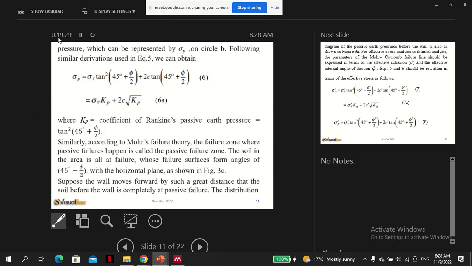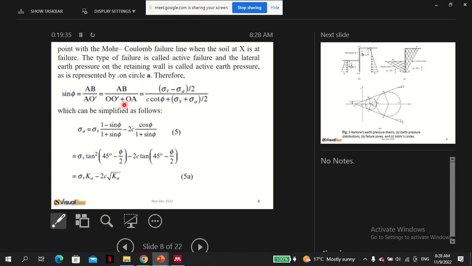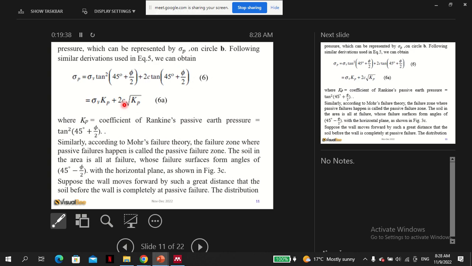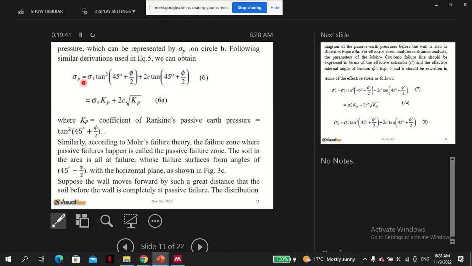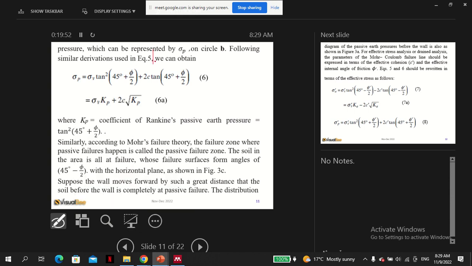envelope. So similarly, because we already derived the first one, using the same logic, we can derive the sigma P as shown. So please note how different sigma P and sigma A is. So Ka is tan squared of 45 minus phi over 2. Now Kp is this, okay?